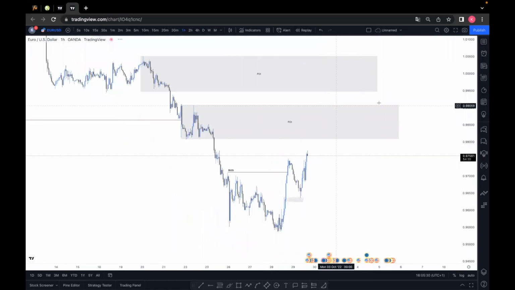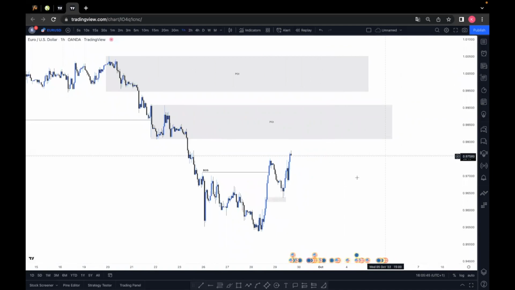And also we have this POI, the extreme, which is also a valid point of reaction. So if price gets to this POI, I would love to see some sort of 15-minute change of character to the downside, right? So that's it for the high time frame directional bias. I hope I was able to explain it in simple terms.